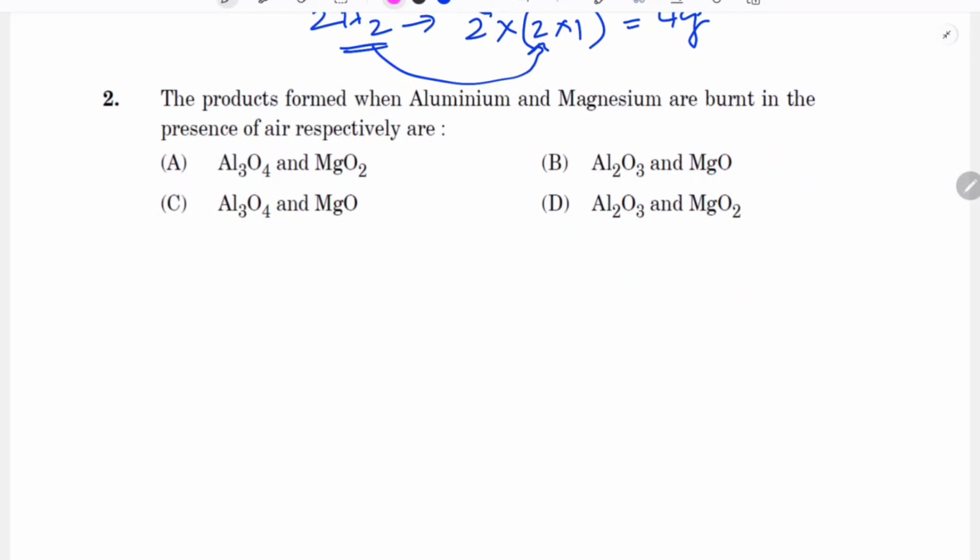Now the second question. The products formed when aluminum and magnesium are burnt in the presence of air are respectively. So here, what are the products formed? When aluminum and magnesium are burned in the presence of air, they form Al2O3 and MgO, aluminum oxide and magnesium oxide. This is the correct answer, Al2O3 and MgO. The correct answer is this one, B part. Magnesium oxide is MgO, not MgO2.